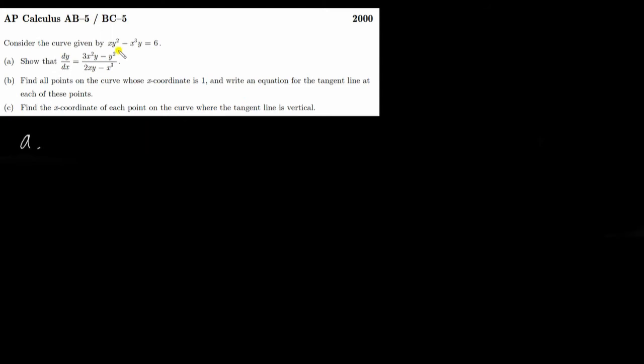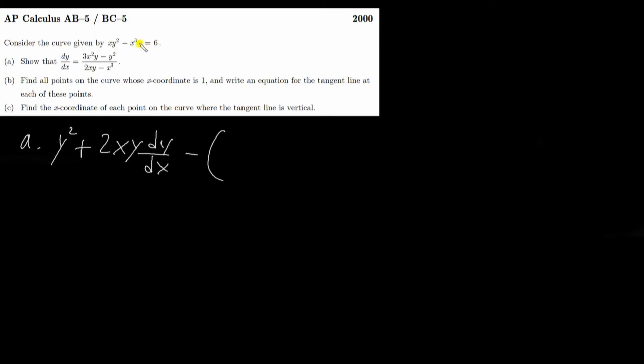Okay, so let's focus on the xy squared part first. If I take the derivative of this using the product rule, I'm going to have y squared times the derivative of x, so y squared, plus x times the derivative of y squared, which is going to be 2xy, and then the derivative of y is going to be dy/dx by the chain rule.